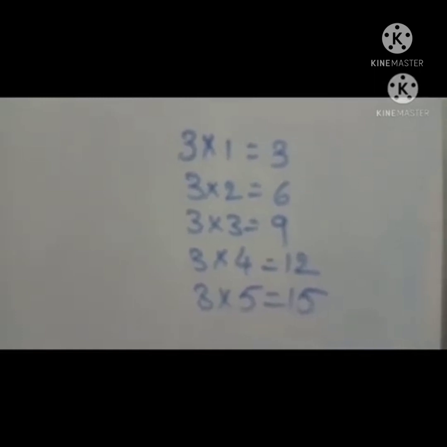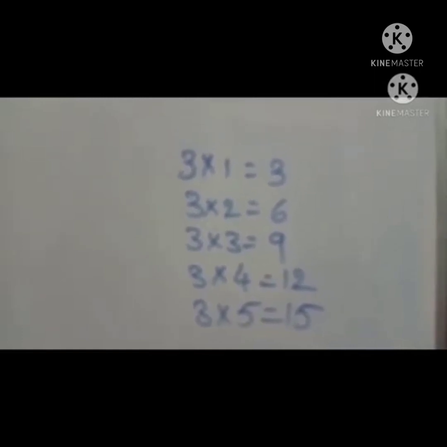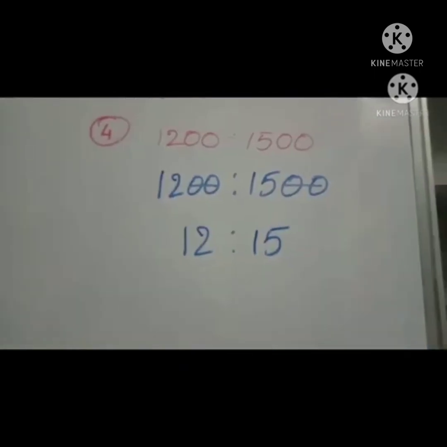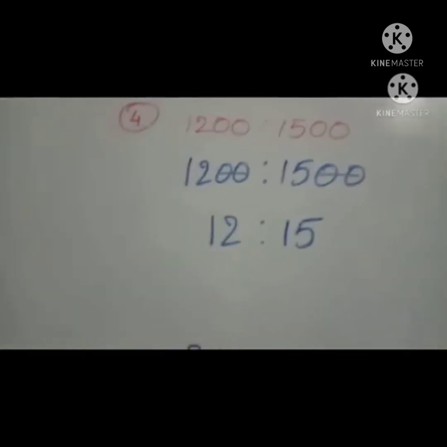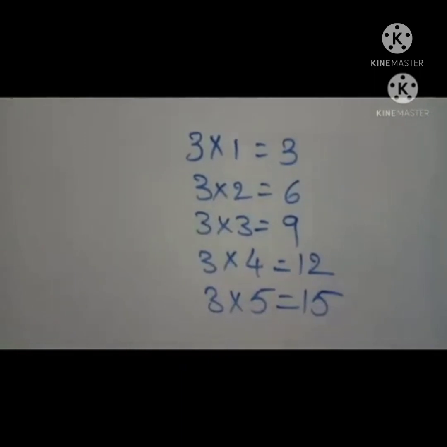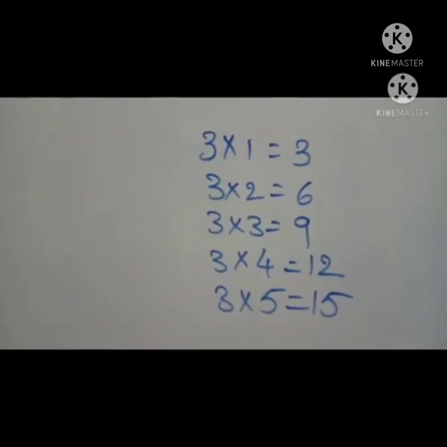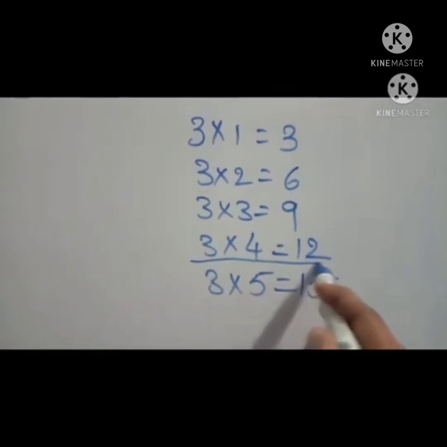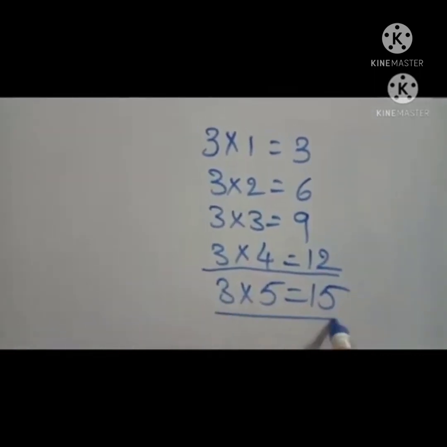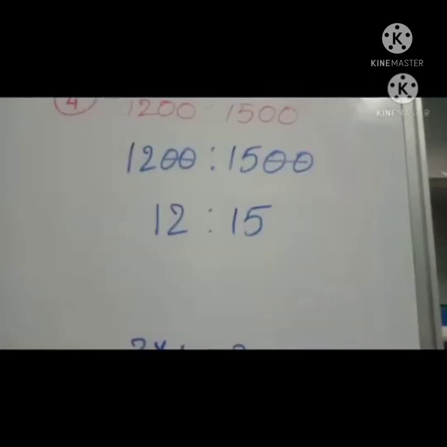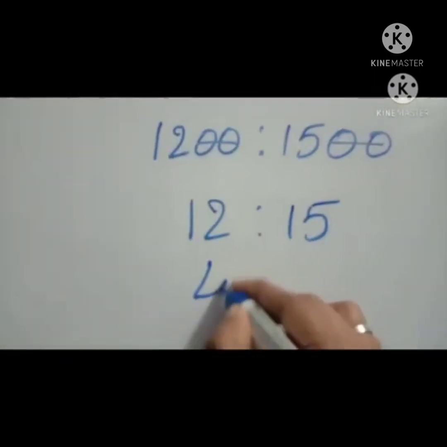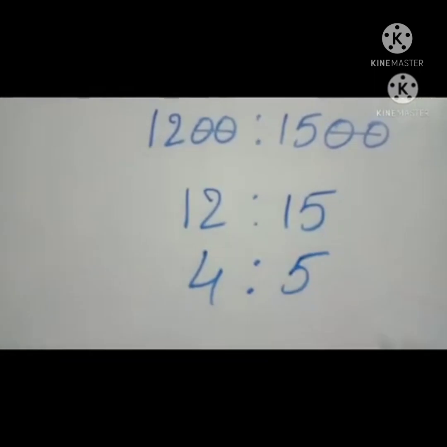Up to 5 I wrote here. Here see, what are the number here? 12 is to 15 is the number. In 3 table, 12 and 15 is there or not there? See and tell. Yes, very good. 3 fours are 12. 3 fives are 15. Here what we have to write? Very good. 4 is to 5 here we have to write.